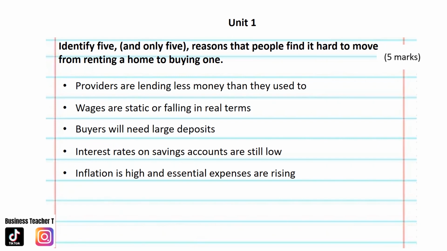Back to a Unit 1 question, and it is an identify question. Identify 5, and only 5, reasons that people find it hard to move from renting a home to buying one, and it's 5 marks. Providers are lending less money than they used to. Wages are static or falling in real terms. Buyers will need large deposits. Interest rates on savings accounts are still low. Inflation is high and essential expenses are rising.